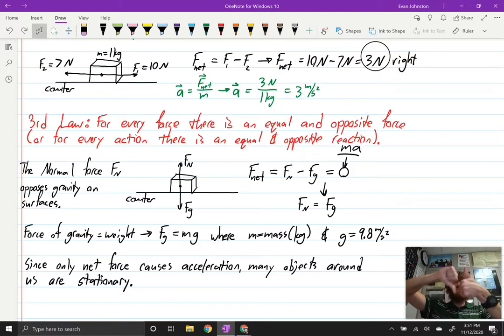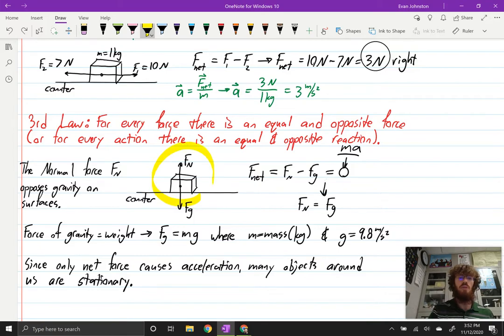So they're the same size, but they're in opposite directions. So for us, or maybe it's a block kind of like this, we have the force of gravity that does in fact go down. And the force of gravity is just the mass of something times g, where g is that 9.8 that we keep using. It's the acceleration due to gravity. So that's our way to find the force of gravity.